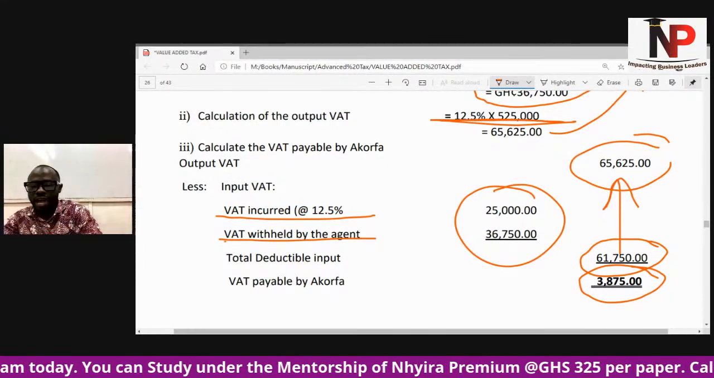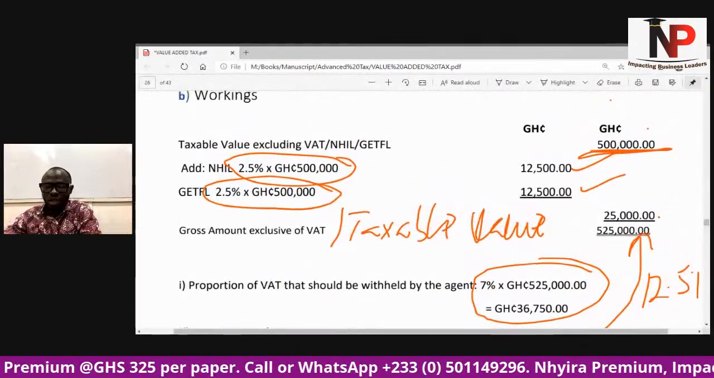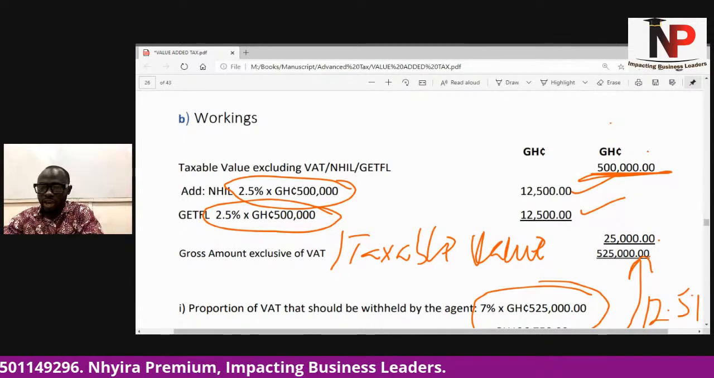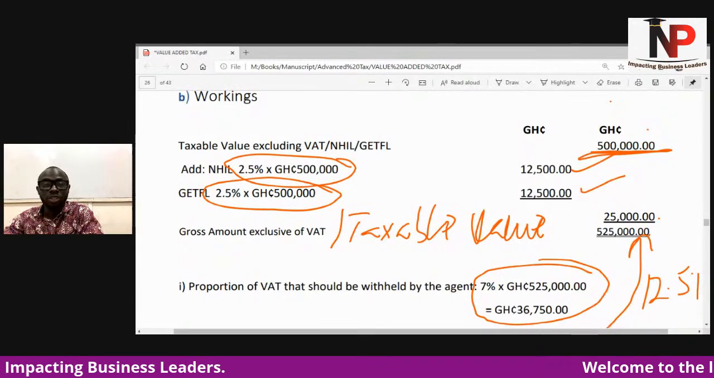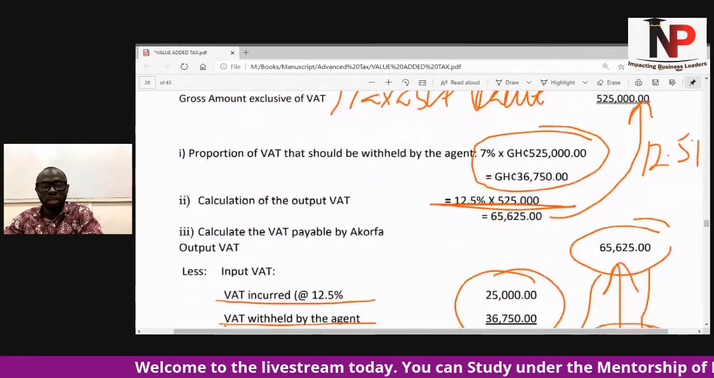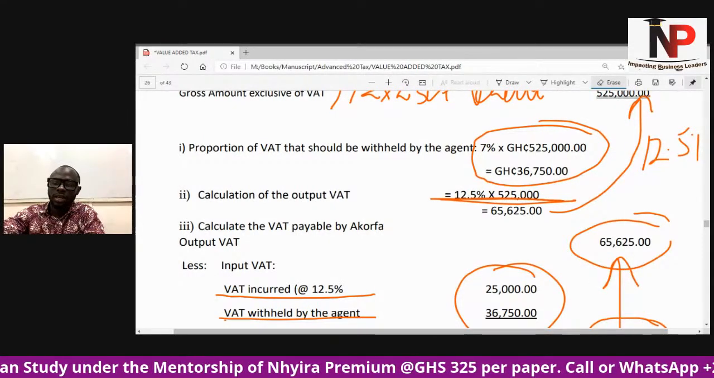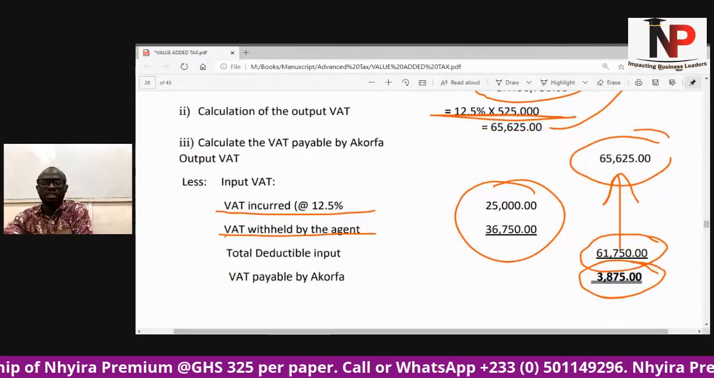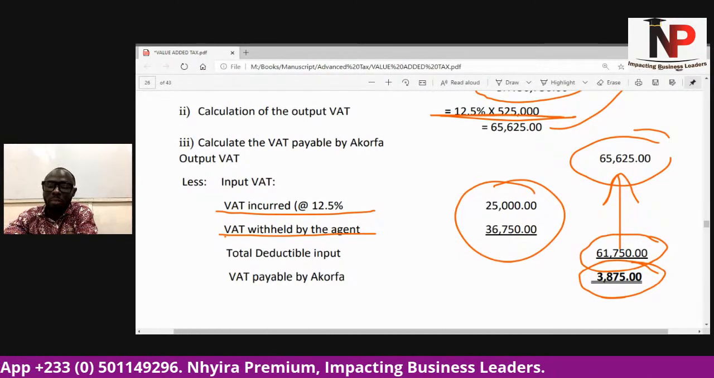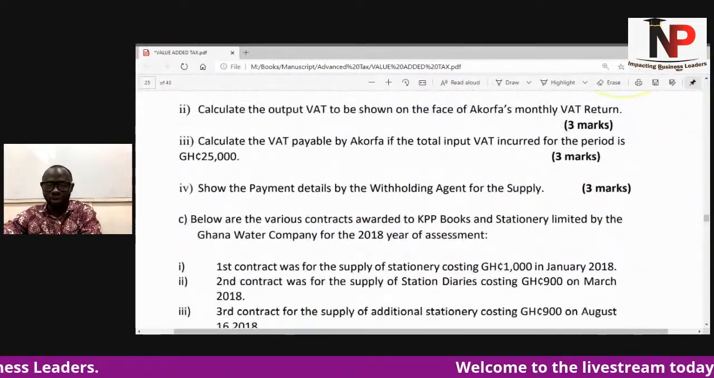Right. So now, let's put in perspective what has been done so far. We've calculated the taxable value, which is 525,000. We have calculated the VAT that will be withheld by the VAT withholding agent. We've calculated the output VAT that she's going to be charging. And then we've looked at how much VAT is going to be payable by ACCA Vignon.